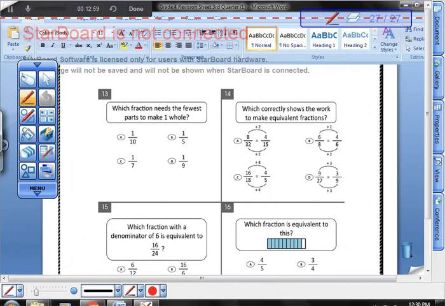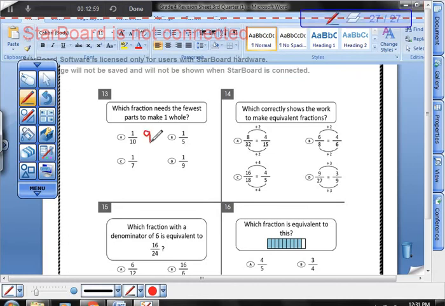Okay, here we have number 13. Which fraction needs the fewest parts to make one whole, as we did before? Let's see. I have 1 out of 10. How many more parts are needed to complete 10 out of 10? Yes, it's 9 more parts.